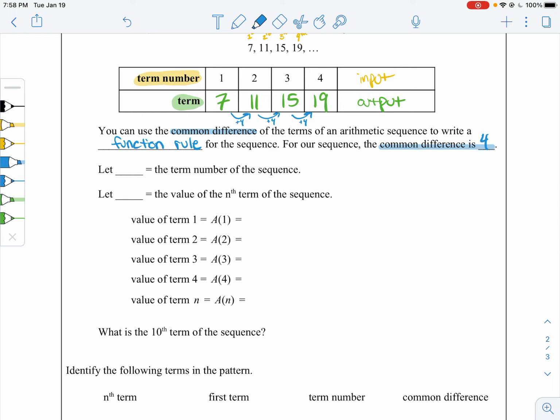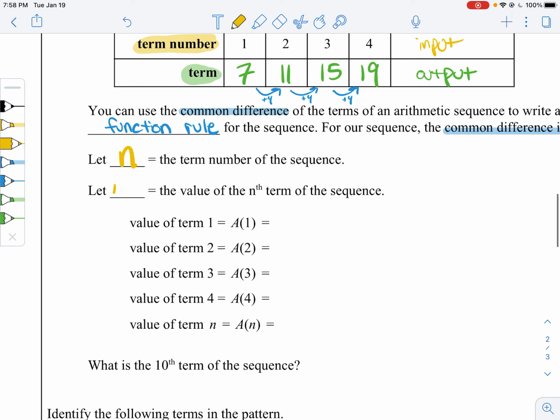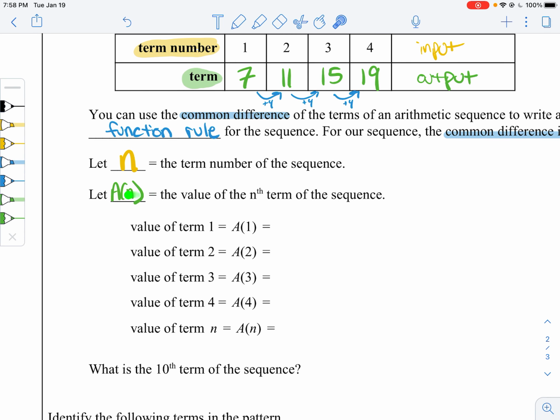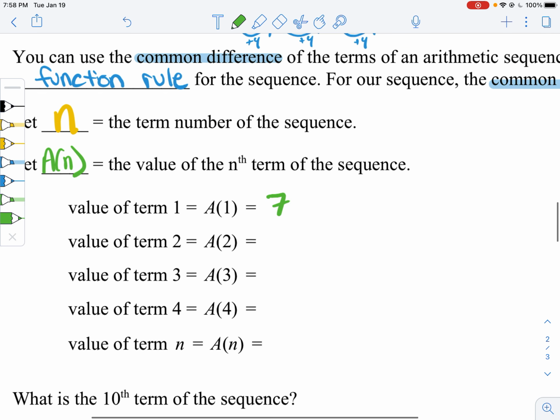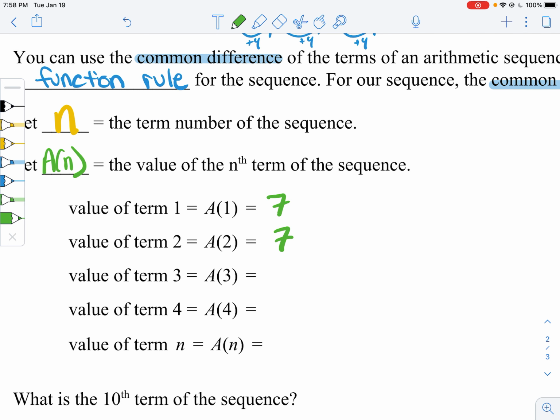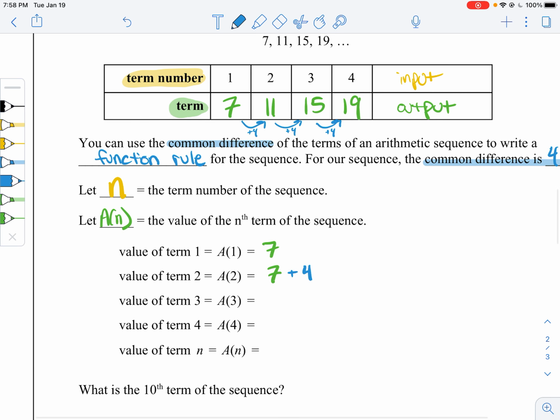So let's say that n is the term number of the sequence. Then we're going to say that a of n is the nth term of the sequence. Check out that function notation right there. So a of 1 is 7. But then to get term 2, we took a1 and then we added our common difference to it. We got 11, right?